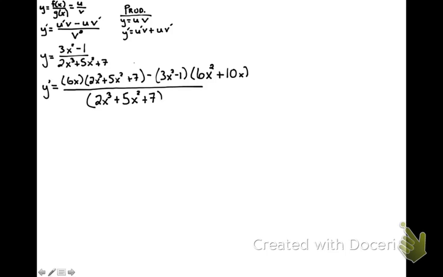plus 7 quantity squared. And again, I want to emphasize that unless there's a good reason for you to simplify, this is the expression for the denominator. Don't spend your time simplifying unless there's a good reason to do it. This is acceptable as an answer.